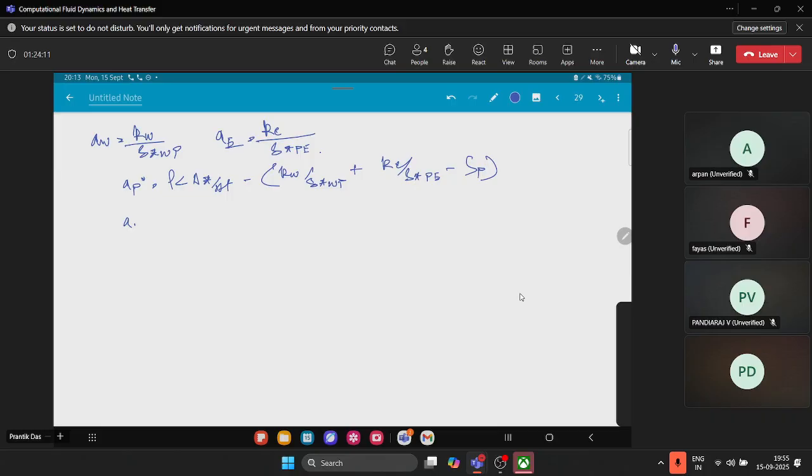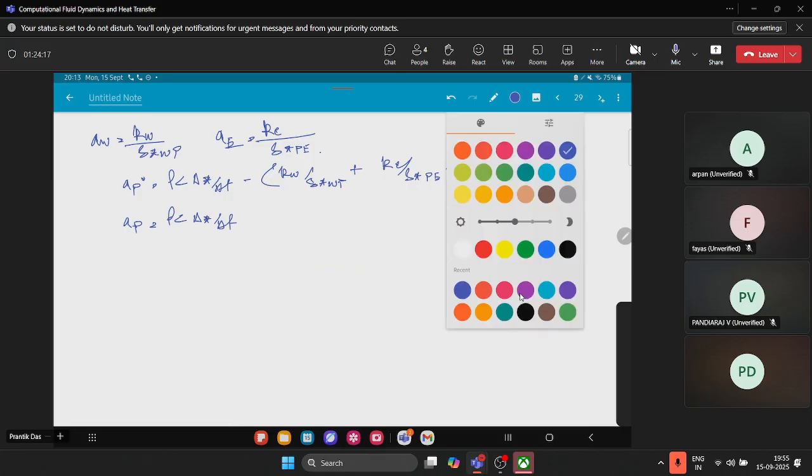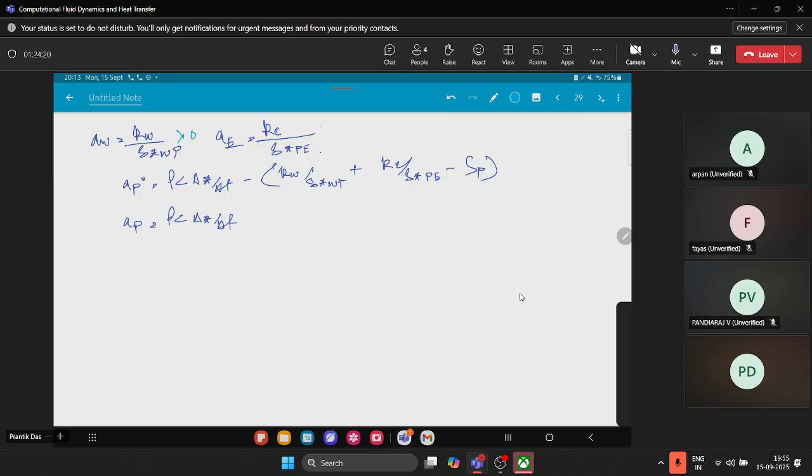EP is basically equal to rho C delta X by delta T. So one of the things we can see is that AW is positive, AE is positive, AP is positive. But there is a condition you have to obey in order to make it positive. For example, we are assuming that SP equals 0, for the time.